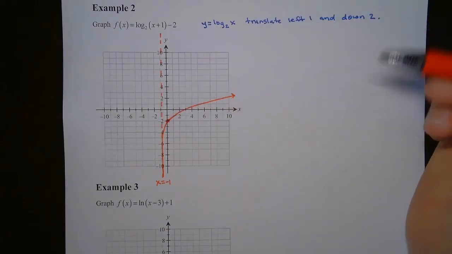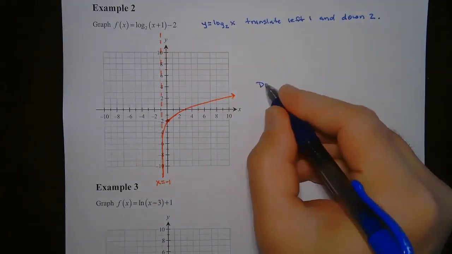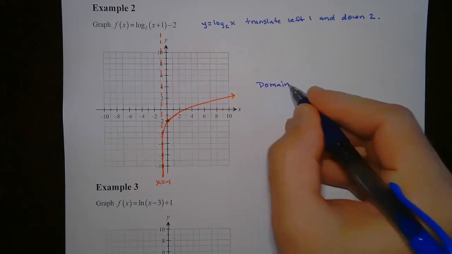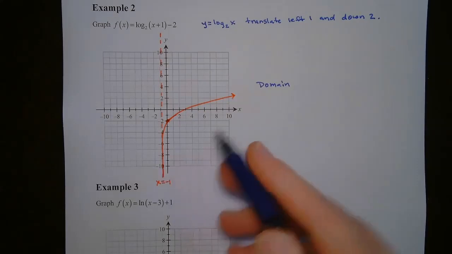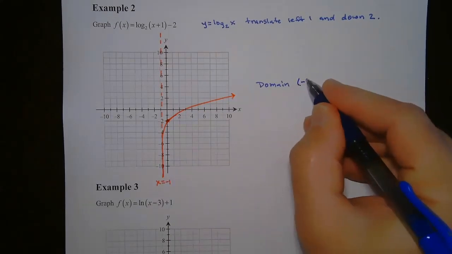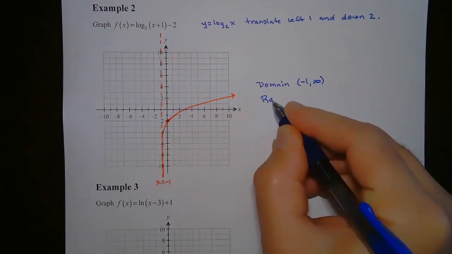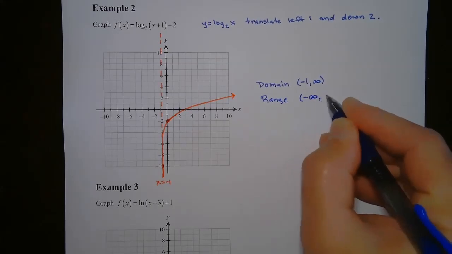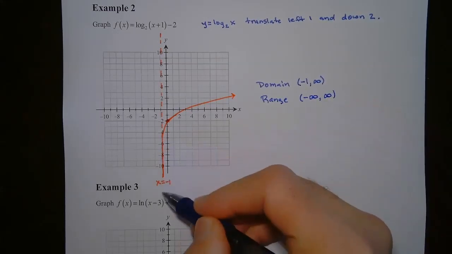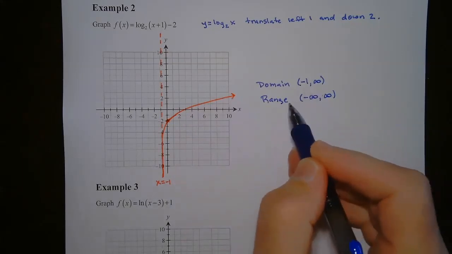All right, so what's the domain for this? From the graph, just reading the graph, the domain would have to be -1, not including, because there's a vertical asymptote there. The domain would be -1 to infinity, and the range is -infinity to infinity, because it goes down forever and it keeps going up forever. And remember, the range is your y values.